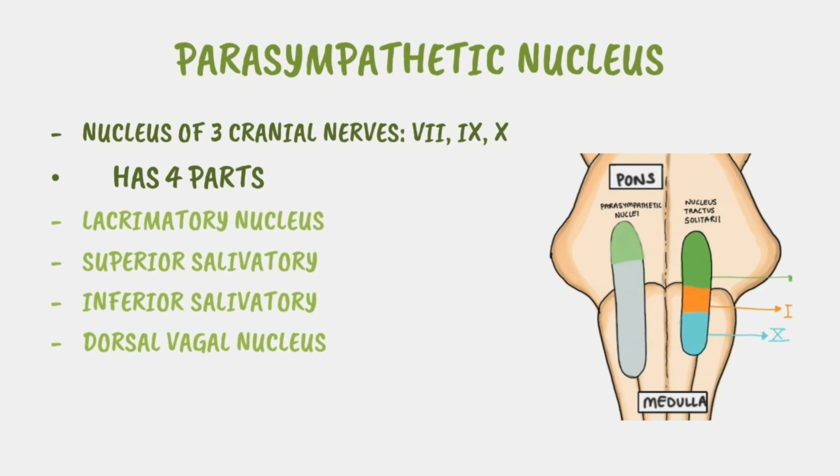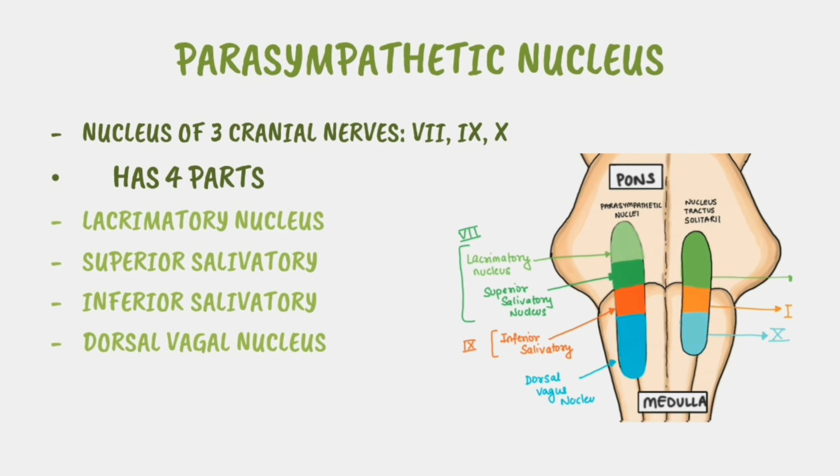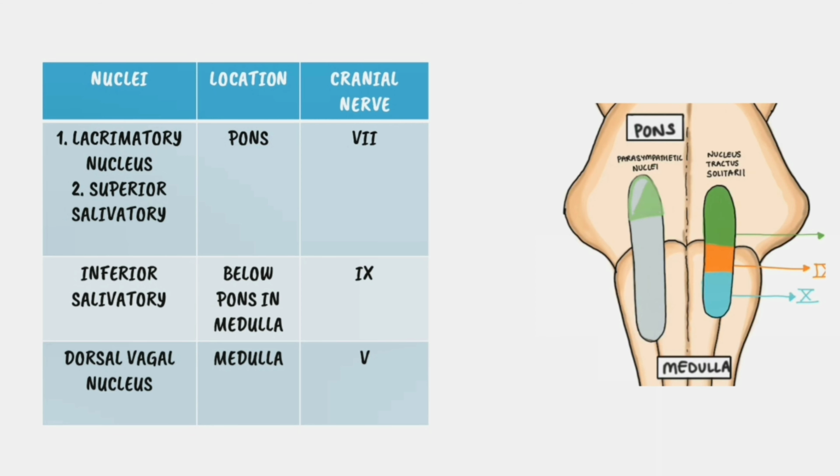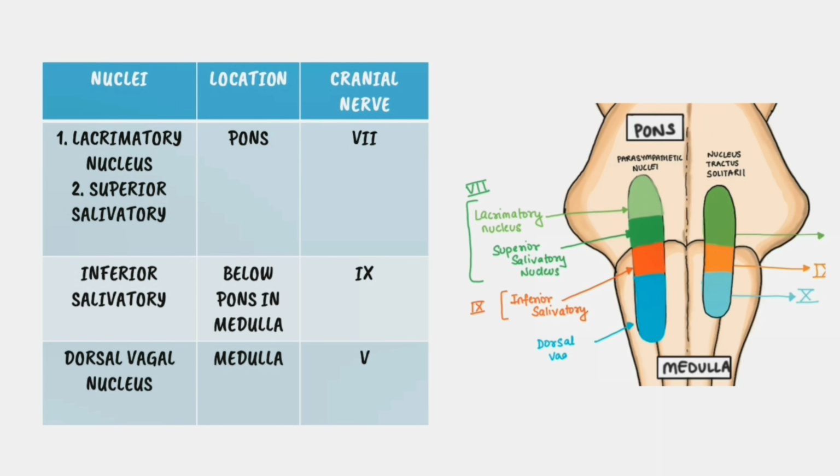The parasympathetic nucleus is also a nucleus of cranial nerves 7, 9, and 10, and it has 4 parts: lacrimatory nucleus, superior salivatory nucleus, inferior salivatory nucleus, and the dorsal vagal nucleus. Note that the parasympathetic nucleus is also present between pons and medulla. The lacrimatory and superior salivatory nucleus are present in pons and hence are nuclei of cranial nerve 7. Inferior salivatory nucleus, located just below pons in medulla, is nuclei of cranial nerve 9, and the dorsal vagal nucleus present in medulla is nuclei of cranial nerve 10.